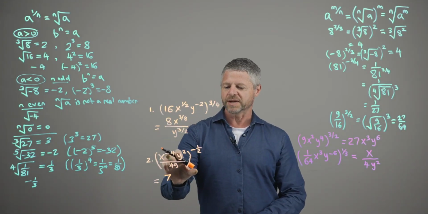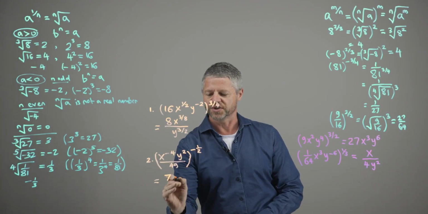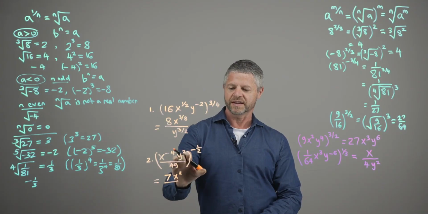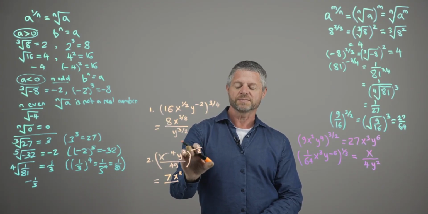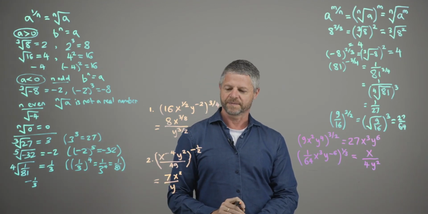And then we've got x to the -4 to the -1/2. -4 times -1/2 is +2. So that means x squared in the numerator. And then we've got y squared to the -1/2. 2 times -1/2 is -1. So we've got y in the denominator.